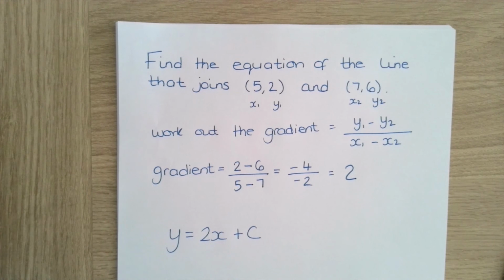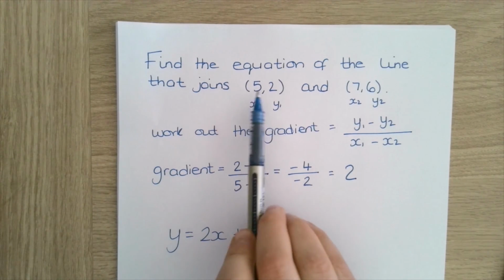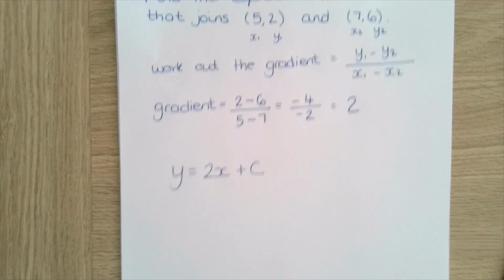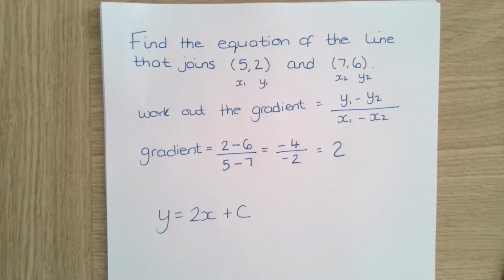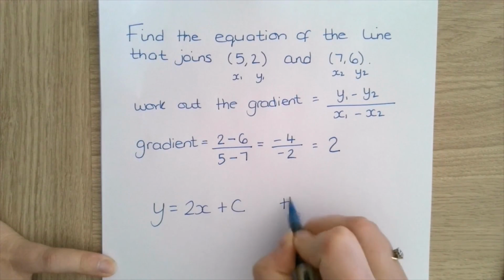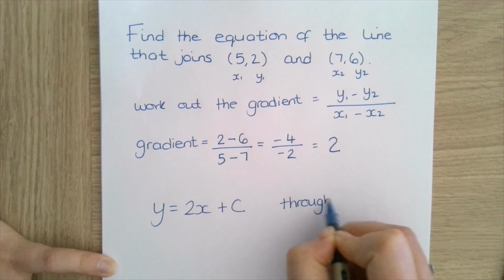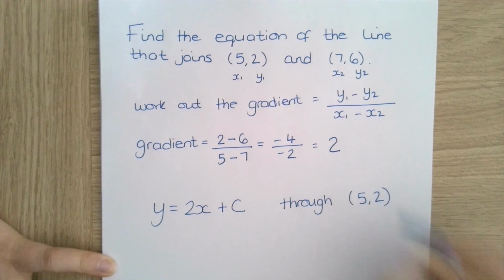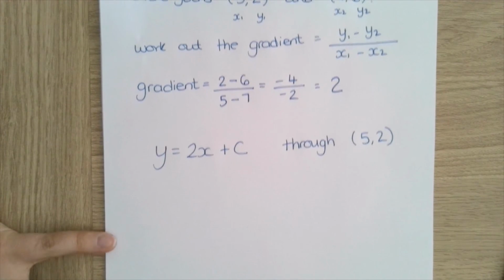If there's one that's got slightly nicer numbers or fewer negatives, then I would probably aim to use those ones. But I'm going to use this one because it's got slightly smaller numbers. Try it with that one and you will get exactly the same answer. So I need to write here through (5, 2), because that's the coordinate that I've chosen to do it through.